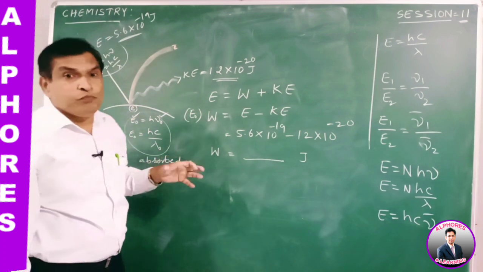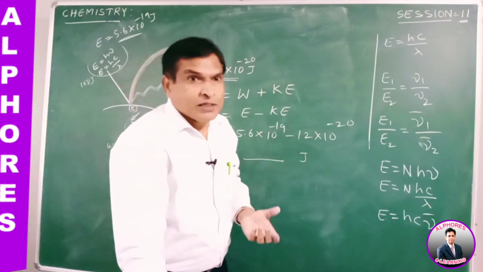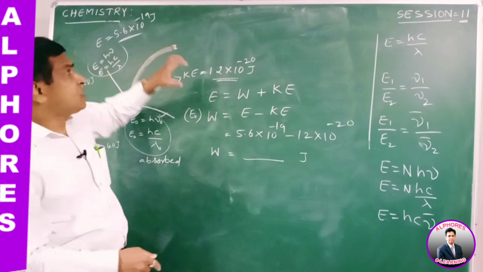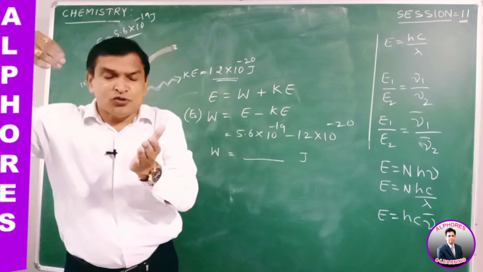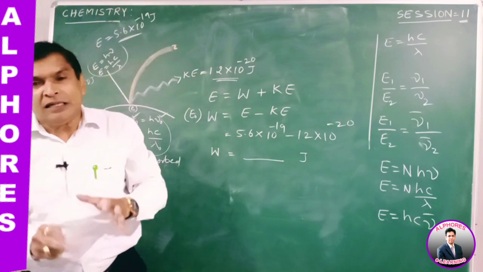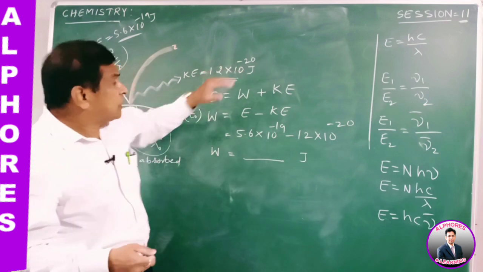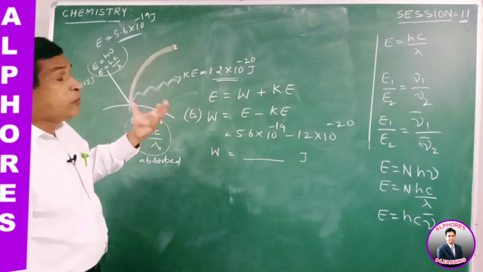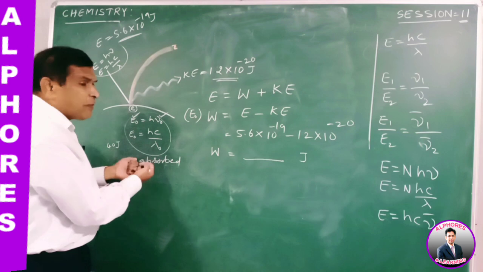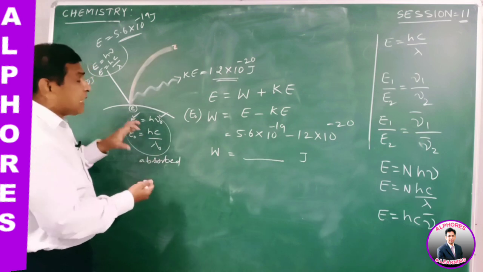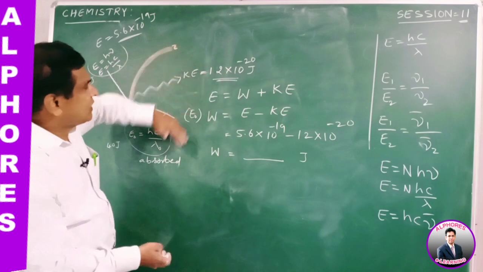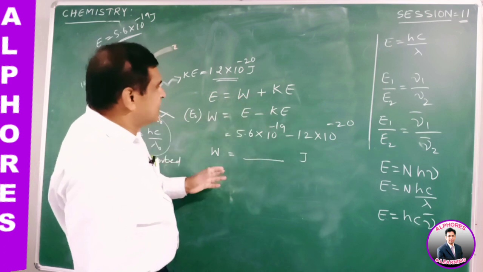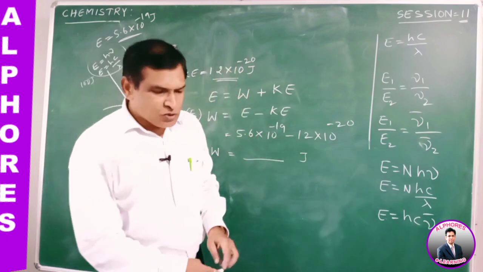That means in the photoelectric effect, the energy of a photon striking the metal surface is this much. The electron is ejected with this much kinetic energy. Then what is the energy absorbed by that electron? That is the work function, the amount of energy required to eject the electron. Work function is equal to total energy minus kinetic energy. So subtracting this, you will get the answer. This is a simple problem.